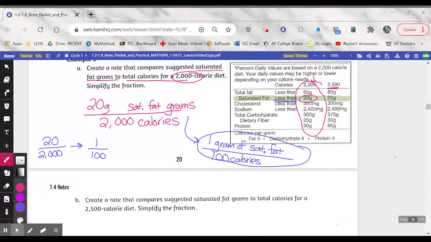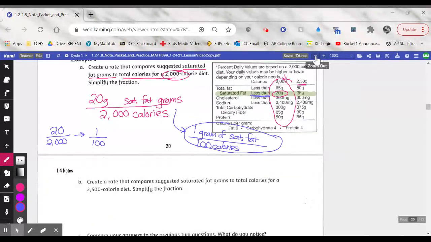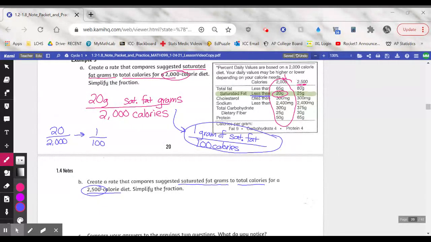So for part B, it says to create a rate that compares, it's still saying saturated fat grams to total calories, but now it's saying for a 2,500 calorie diet. So if we look right here, we've got the saturated fat right here, but if we look for a 2,500 calorie diet, it's 25 grams.